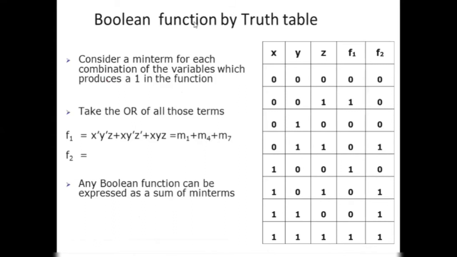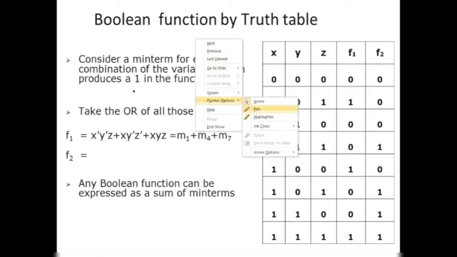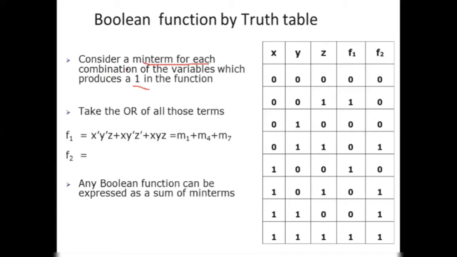When we are finding the function by using a truth table, this is one function given, and this is another function given. Just forget about function f2 for the moment and concentrate on function f1. In function f1, you have 0 here. So when you are writing the min terms, what you have to consider is ones, not zeros. Consider a min term for each combination of variables which produces 1 in the function.